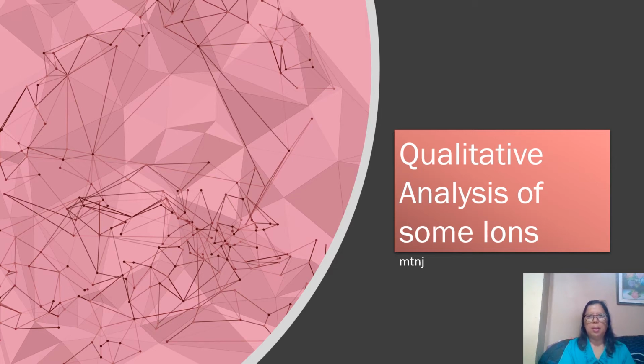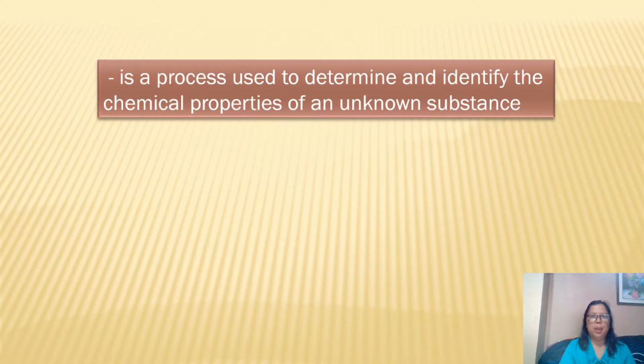We are here again in your subject, analytical chemistry, and in this session, we are going to discuss the qualitative analysis of some ions. Qualitative analysis deals with the process used to determine and identify the chemical properties of unknown substances.